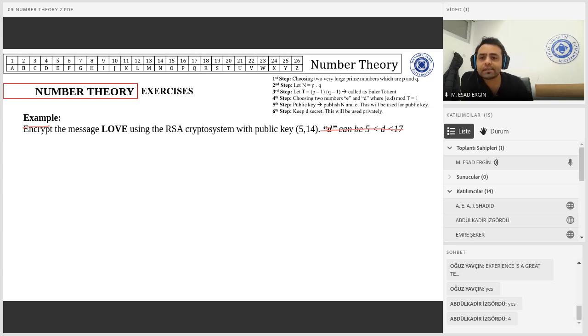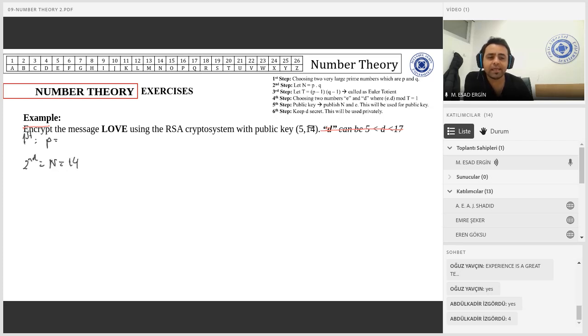So at first, we have to follow our steps. The first step, we are going to determine what P and Q are. Then N is our second step.